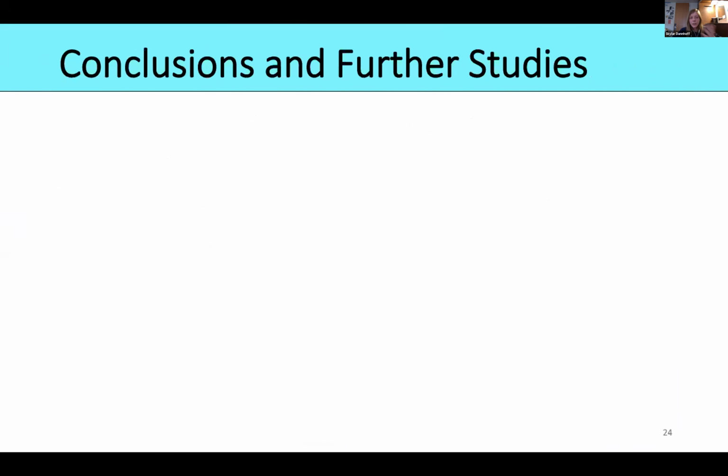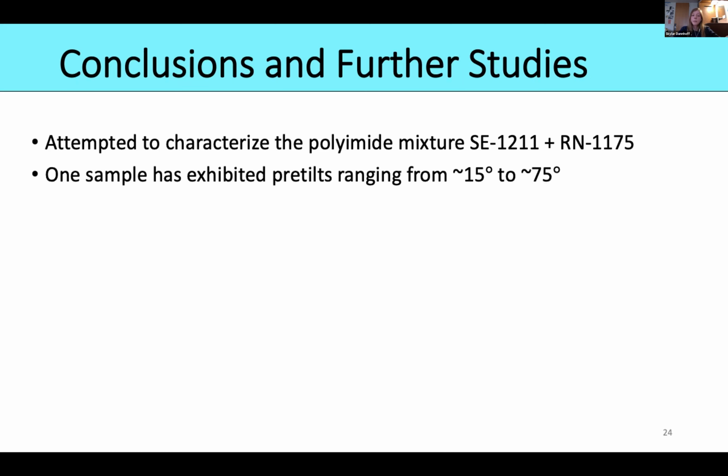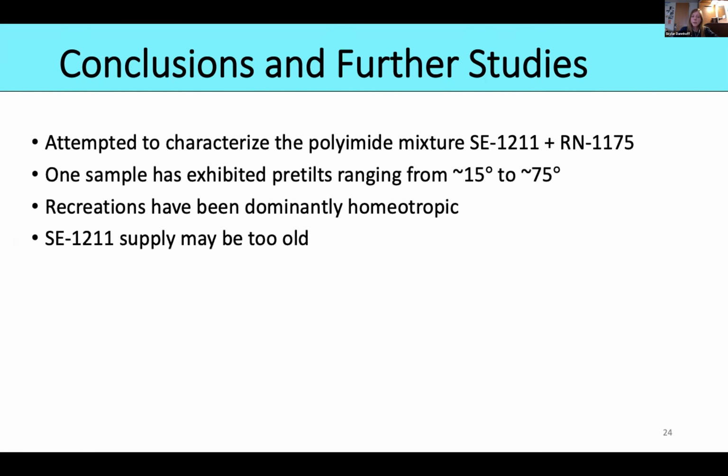Just as a summary here, what we've been trying to do is characterize the mixture of SE1211 and RN1175 and get a nice range of pre-tilt control. And one sample has been able to exhibit a range in pre-tilts from about 15 to 75 degrees, which is pretty nifty, even though recreations have been dominantly homeotropic. Now this could be because our SE1211 supply might just be too old. It may not be viable for this application anymore.